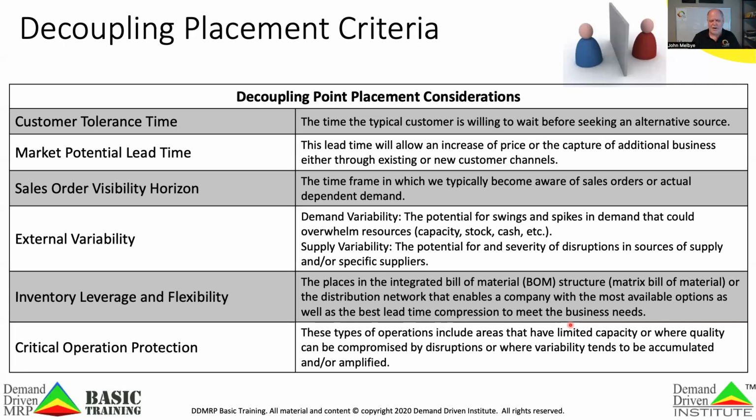Inventory leverage and flexibility. Where are the places in our bill of materials that give us the most options? In other words, if you have a part that goes into many products and you have a part that only goes into one product, well, we have inventory leverage and flexibility in the one that goes into many products. And critical operation protection. Do we have a capacity limit where either quality can be compromised or our on-time delivery can be compromised? If we lose time on that operation, we probably want to put a buffer of inventory in front of it. So those are 6 different ways to think about where we're going to place inventory and why we decide to place inventory in those locations.